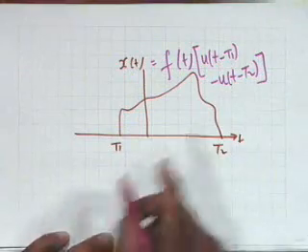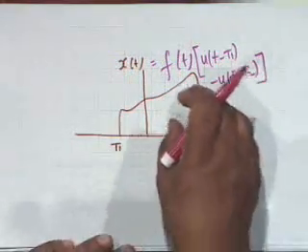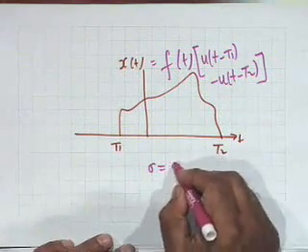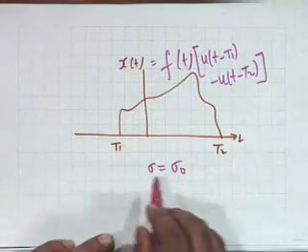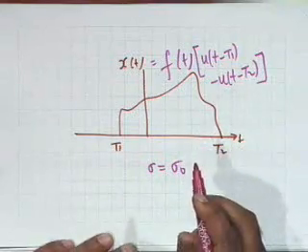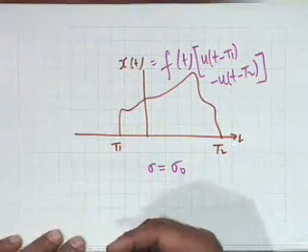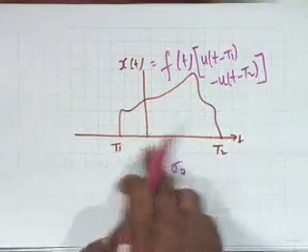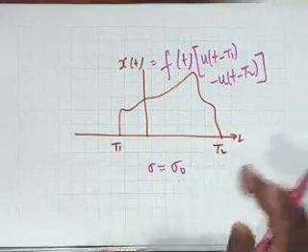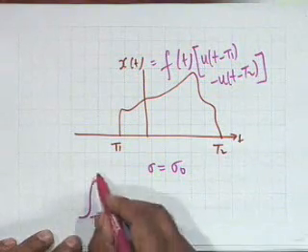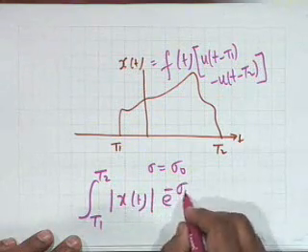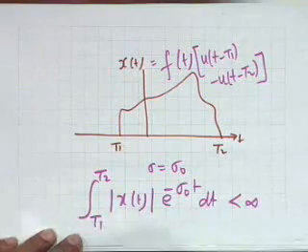All right. And it says that if the Laplace transform of this converges for some sigma equal to sigma 0, let the Laplace transform of x of t converge for some sigma equal to sigma 0. What is the Laplace transform? It is the integral from T1 to T2 of x of t e to the minus st dt. It converges means what? Convergence means the integral from T1 to T2 of mod x of t e to the minus sigma 0 t dt shall be less than infinity, right?